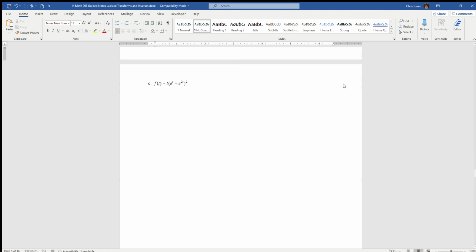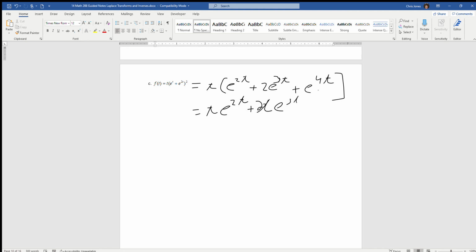So now we have t times the quantity e to the t plus e to the 2t, squared. So a little bit tougher, but as you can imagine, we're just going to go ahead and FOIL it out. So another way to write f of t is going to be t times the quantity e to the 2t plus 2e to the 3t plus e to the 4t. Or if we want to go ahead and distribute the t through, that's going to be t e to the 2t plus 2t e to the 3t plus t e to the 4t.